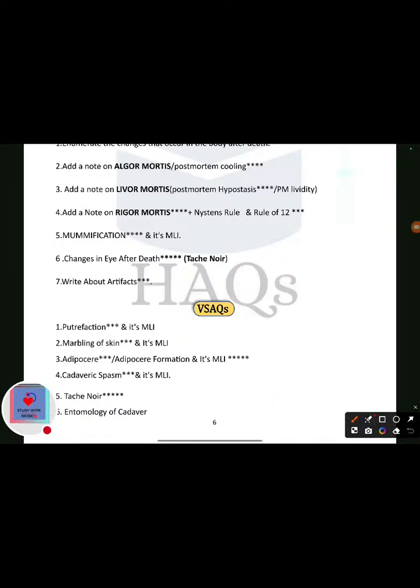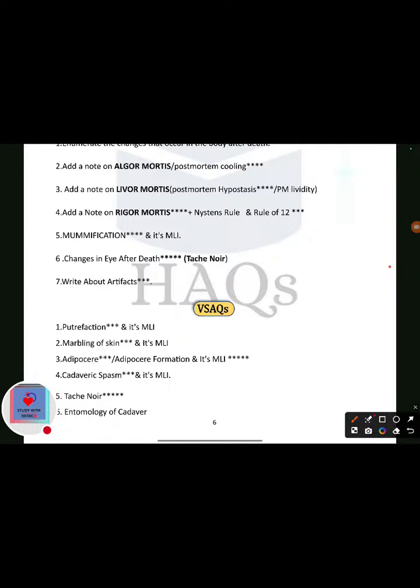Okay, now let's talk about the development of lividity. It is well developed within 4 hours. How much time is required for lividity? 4 hours is required, and it persists until putrefaction sets in.